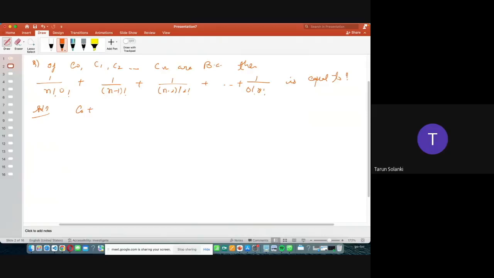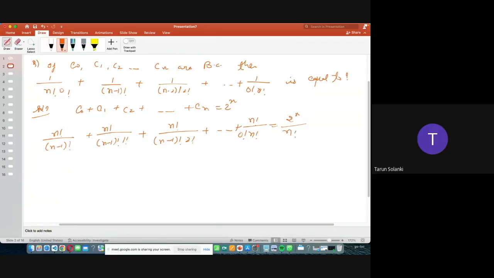So we'll write C0 plus C1 plus C2 and so on up to Cn, which is 2 to the power n. So we have n factorial by n factorial 0 factorial plus n factorial by n minus 1 factorial 1 factorial, plus n factorial by n minus 2 factorial 2 factorial, plus and so on up to n factorial by 0 factorial n factorial. So that becomes 2 to the power n divided by n factorial. This will be your answer. Just note down this problem also.